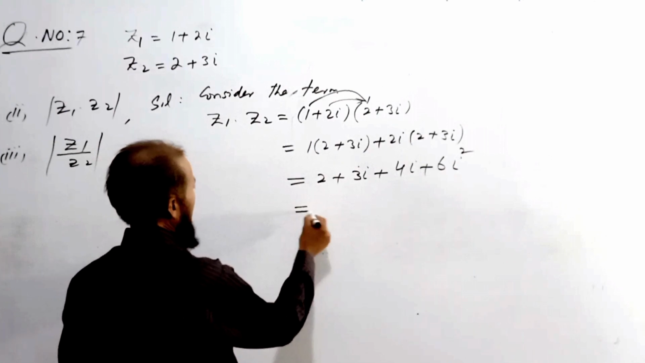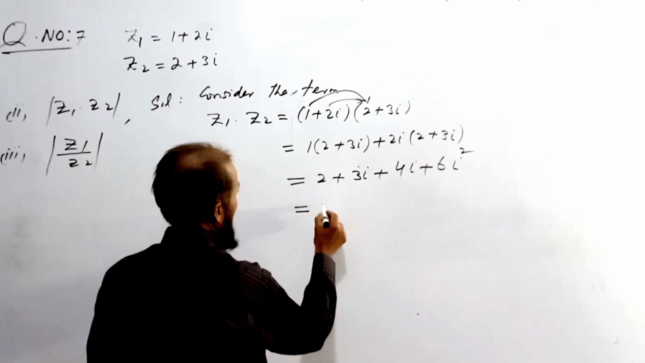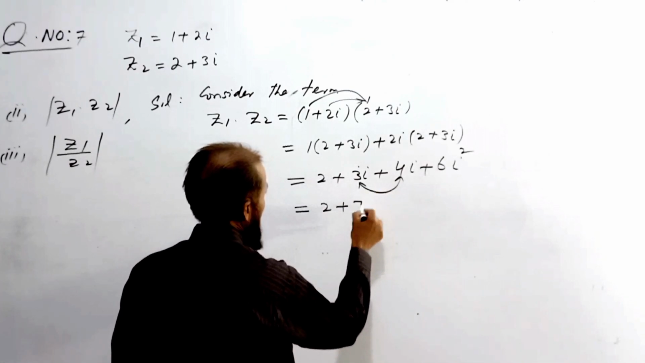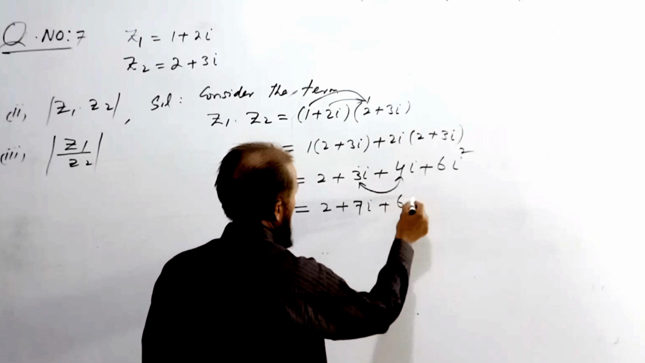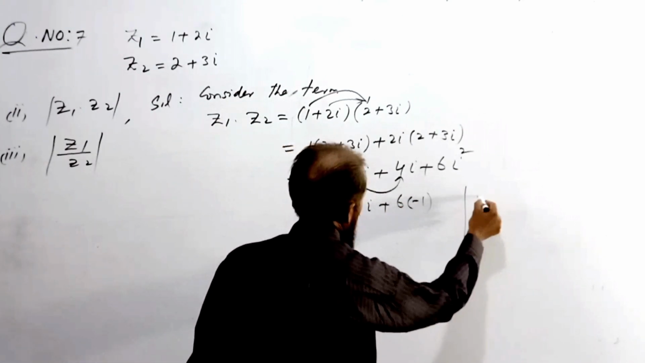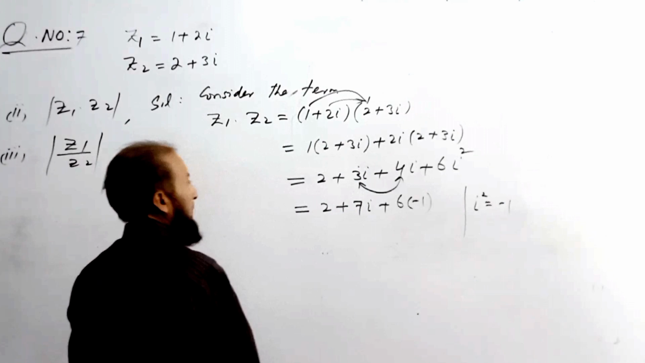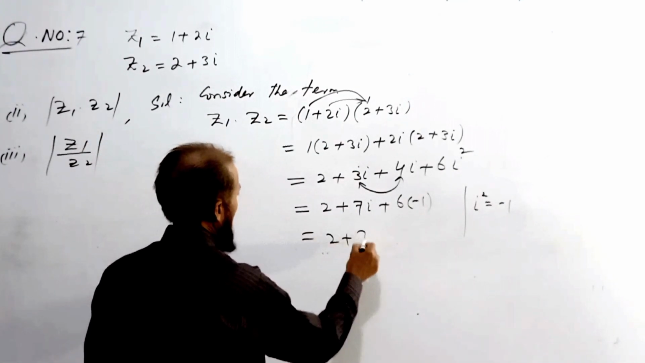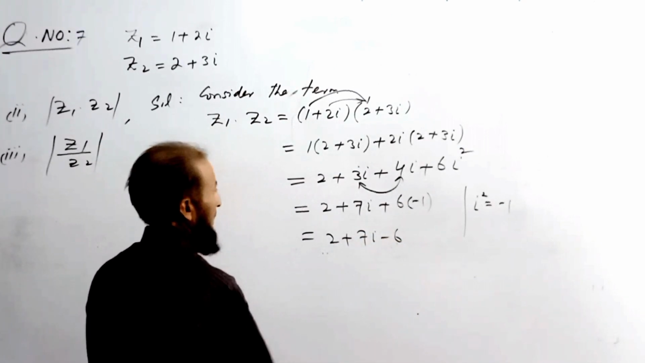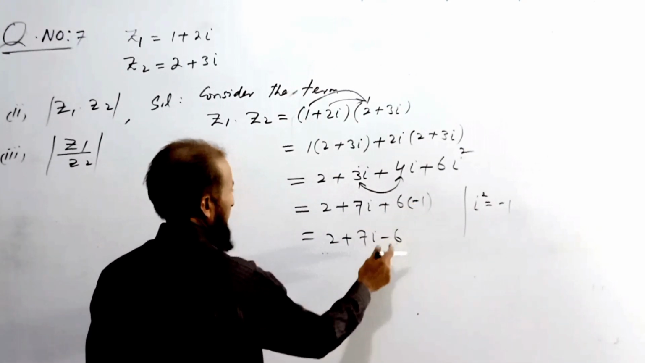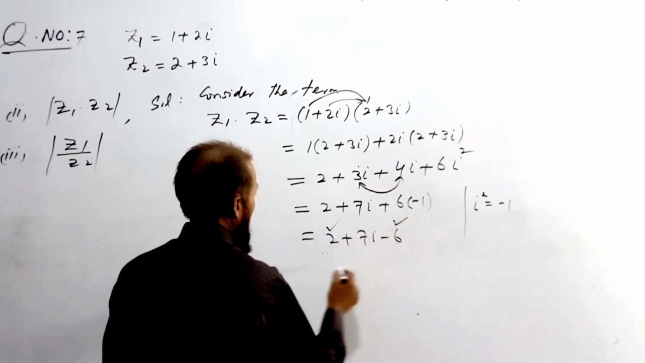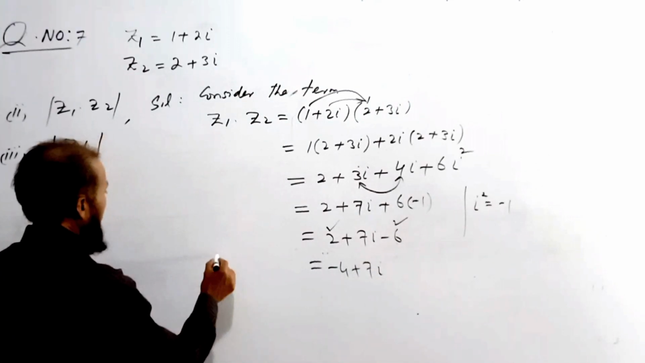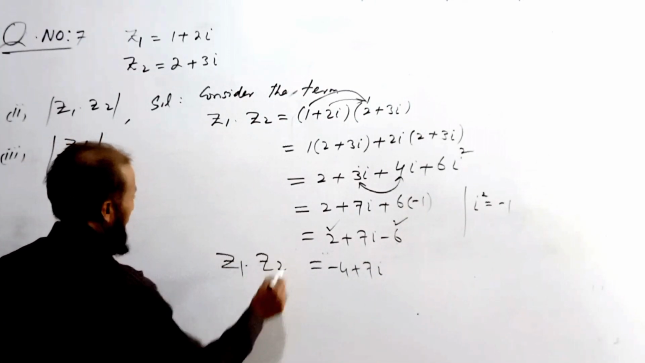Now we change to the simplest form. 2 plus, both are like terms, 7 iota plus 6, minus 1, because iota square we know is minus 1. In the place of iota square we put minus 1. So 2 plus 7 iota minus 6. Now this is real and this is real, we get minus 4 plus 7 iota. This will be the product of Z1 and Z2.